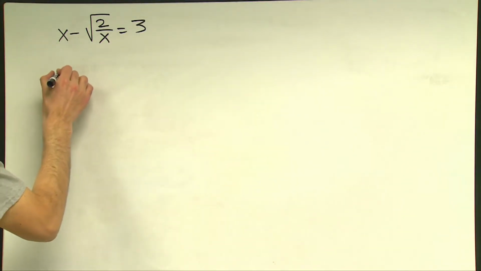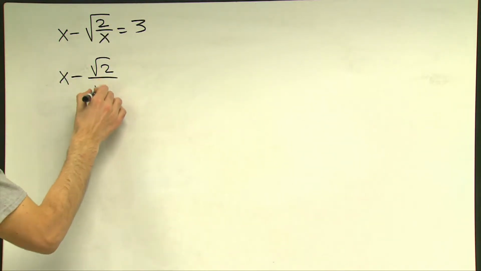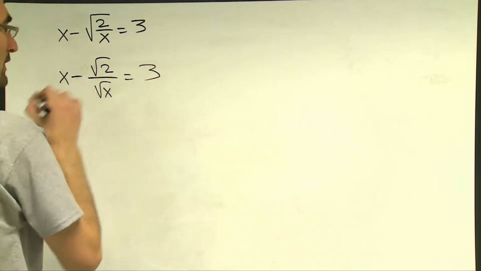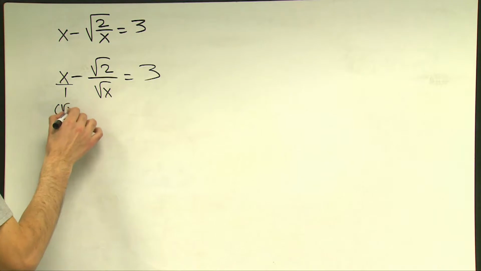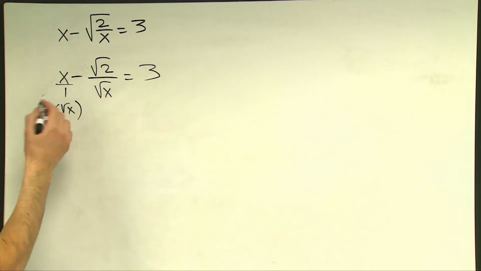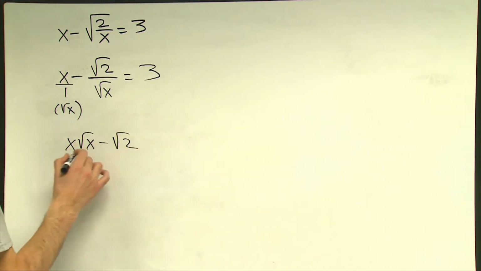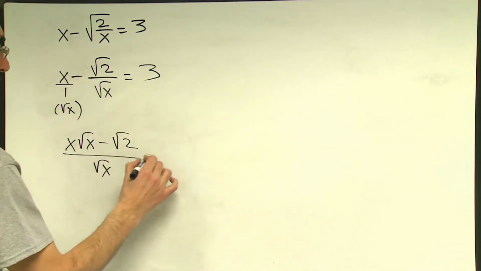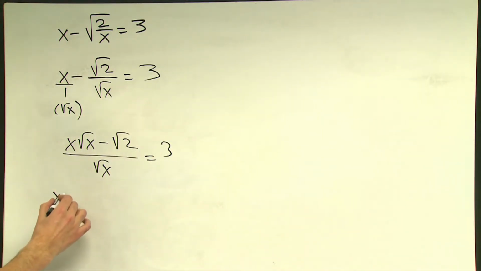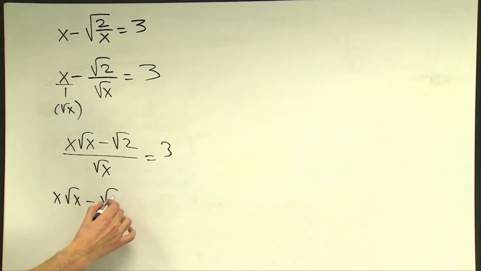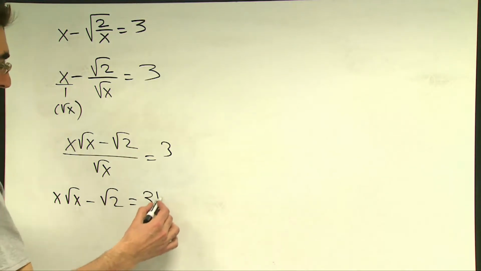I will rewrite this expression as x minus square root of 2 divided by square root of x equals 3, and set the denominators equal, writing this as x over 1 and putting square root of x here as the denominator. The expression becomes x root x minus square root of 2 divided by square root of x equals 3. And then after cross multiplication, x root x minus square root of 2 becomes 3 square root of x.